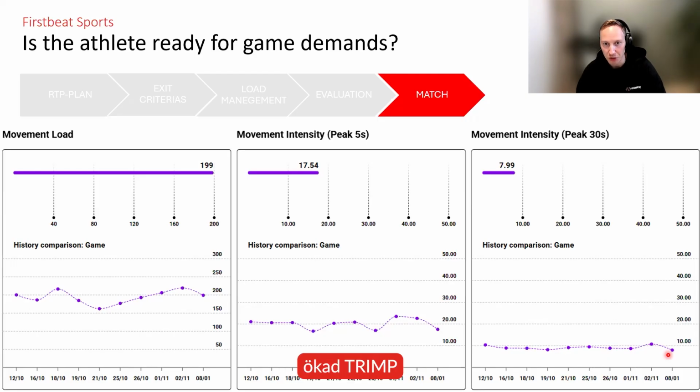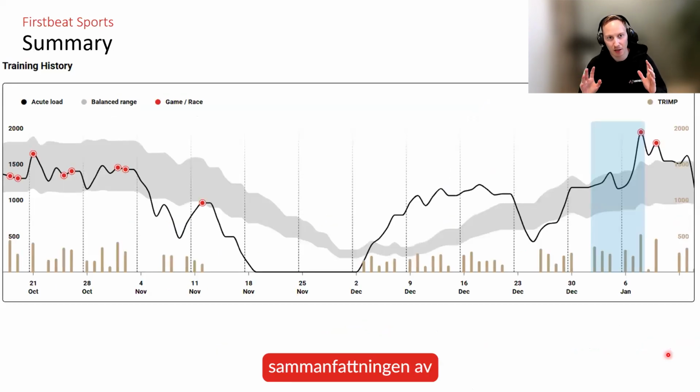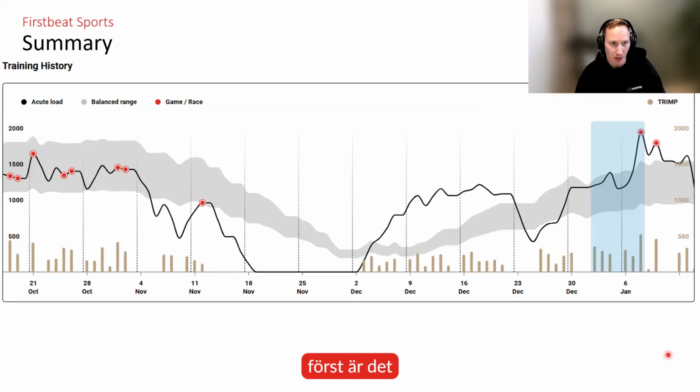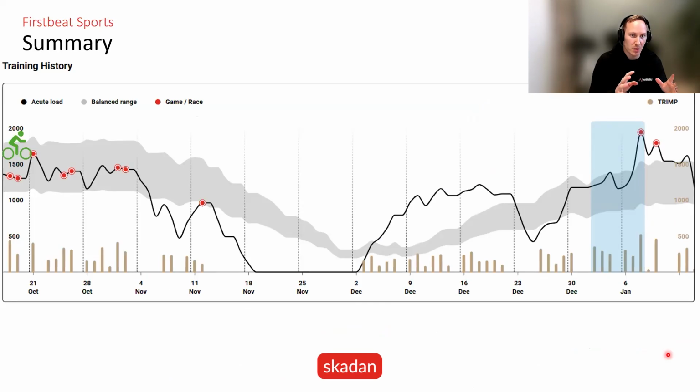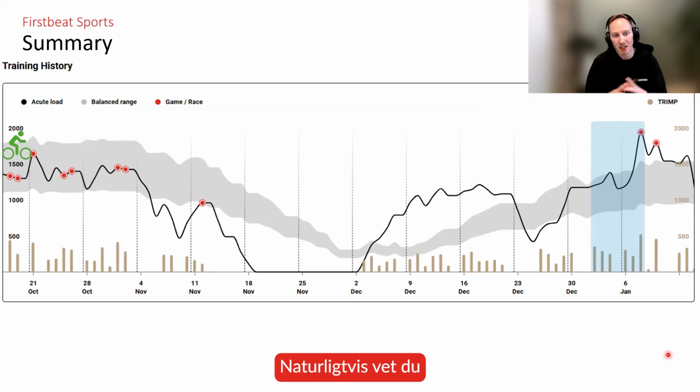But of course, monitor his load, a bit increased TRIMP in the first game after the injury. Good. Let's have a look at the summary of this return to play case. So first, there's the submaximal fitness test, which was done pre-injury.